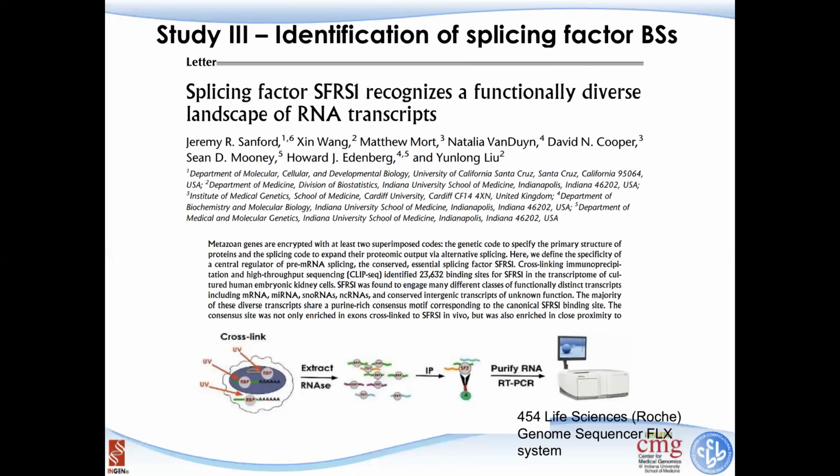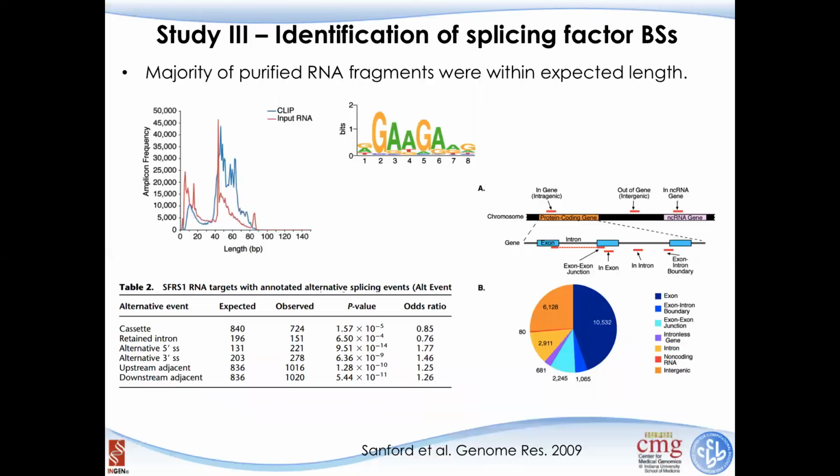And they use the cross-link first, and then extract RNA, and then IP, then purify RNA, then do sequencing. At that time, they used the 454 Life Sciences large genome sequencing, and identified over 20,000 binding sites for this one. And first, they examined the CLIP-seq sequence length. They found most of them, the blue one here, the sequence length is from 40 to 80. It was expected. And as a comparison, the input sequence, they show signal in the 40, but not here.